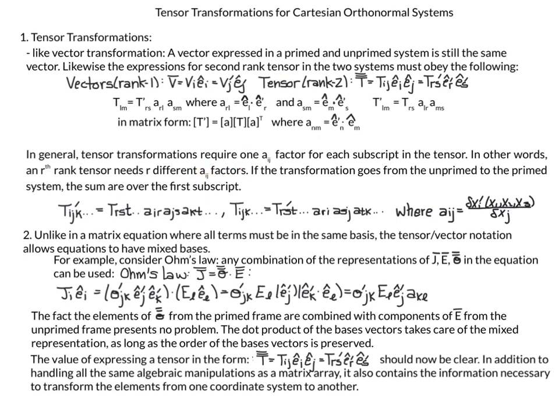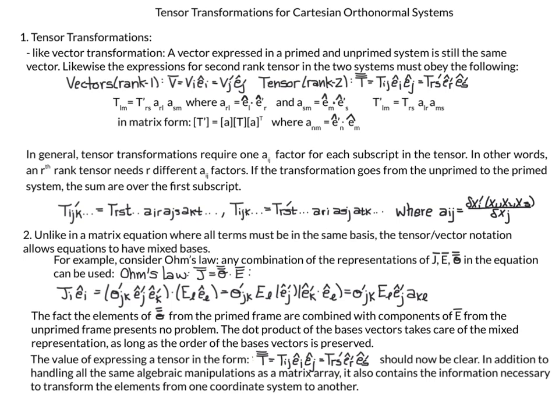Our last topic. I did this using matrices because it's easy to see, but I did also write out the indices form of your tensor. As you go into higher ranked tensors, you can't necessarily do arrays of matrices and expect to manipulate them. So at some point you really do want to get used to these indices. There is something that's nice about them, and that is, unlike in a matrix equation where all terms must be in the same bases, the tensor's vector notation allows equations to have mixed bases.